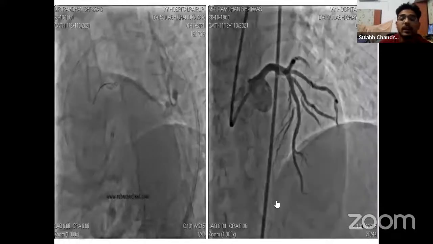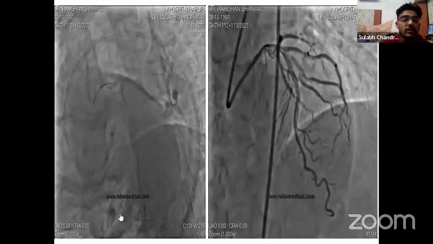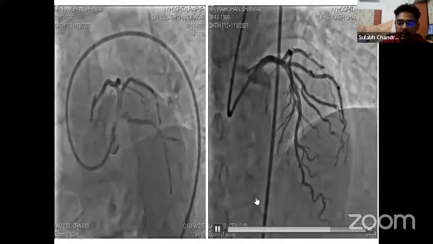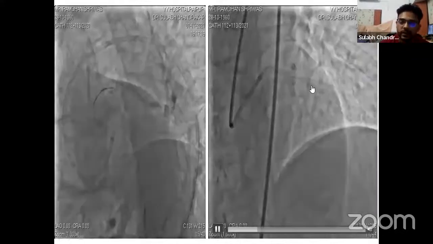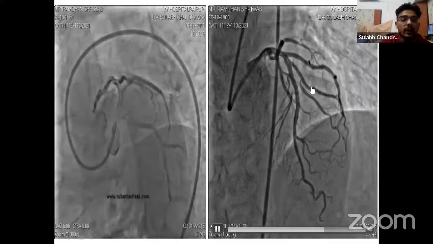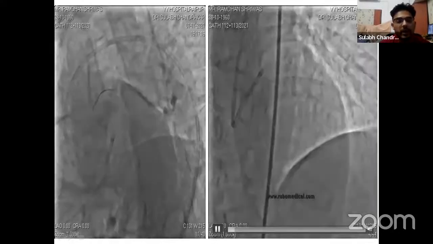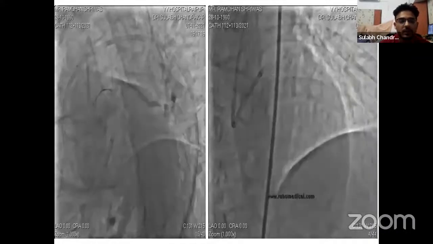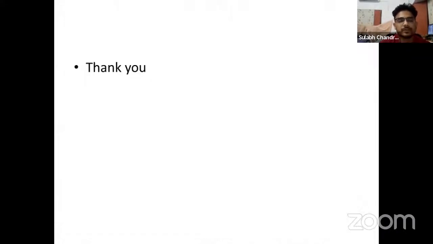So we ended up placing 6 stents in the patient by the double bifurcation technique, but complete revascularization was achieved. So this was his final result. Ideally, I would have loved to do imaging, but unfortunately, my center doesn't have it. But overall, it was good. Thank you.